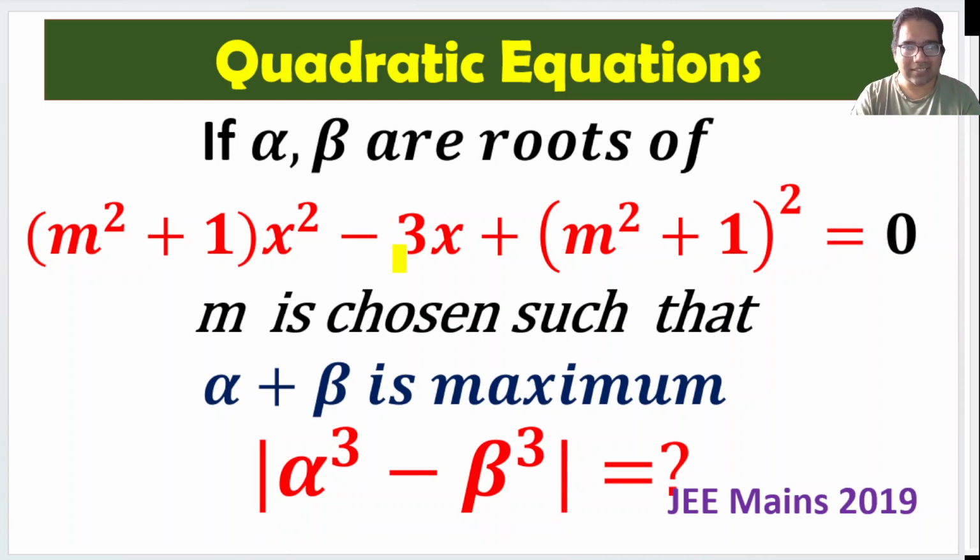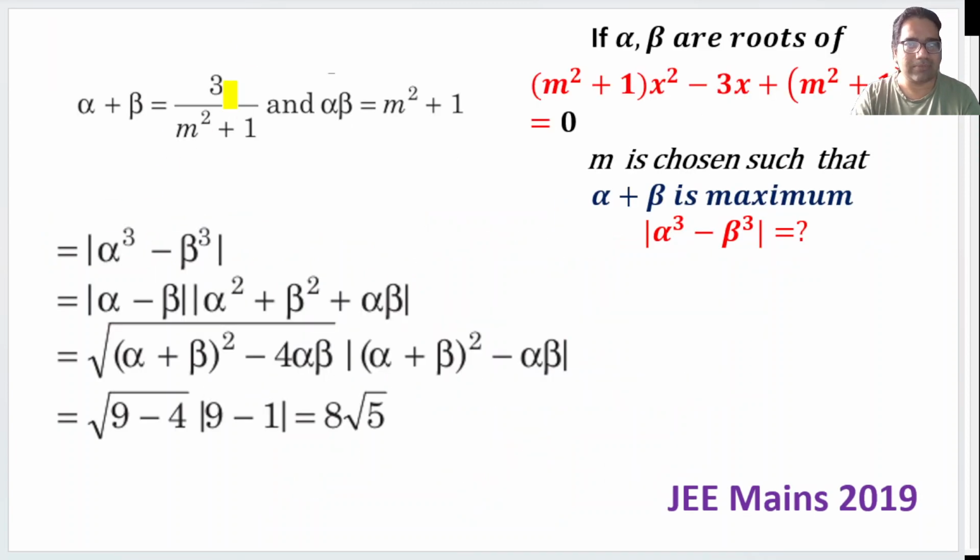Now, here we can see what the sum of roots is. The sum of the roots is minus b by a in a quadratic equation, that is 3 by m square plus 1. Now, 3 by m square plus 1 is the sum of the roots. The product of the roots is c by a, that is (m square plus 1) whole square by m square plus 1, which is m square plus 1.